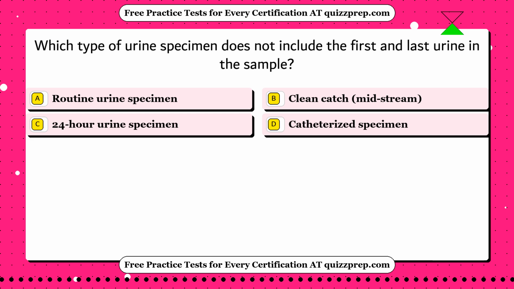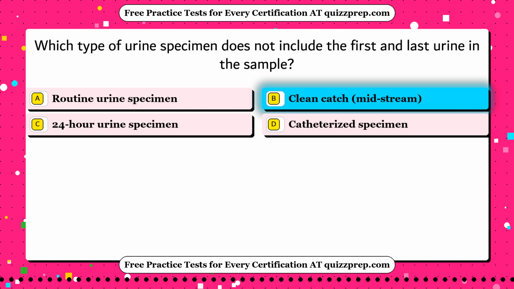Question 17. Which type of urine specimen does not include the first and last urine in the sample? Option A, routine urine specimen. Option B, clean catch, midstream. Option C, 24-hour urine specimen. Option D, catheterized specimen.